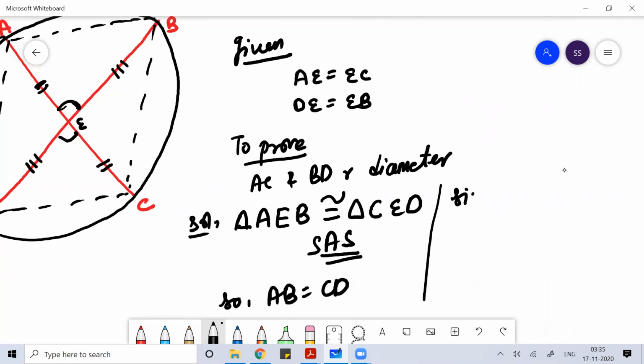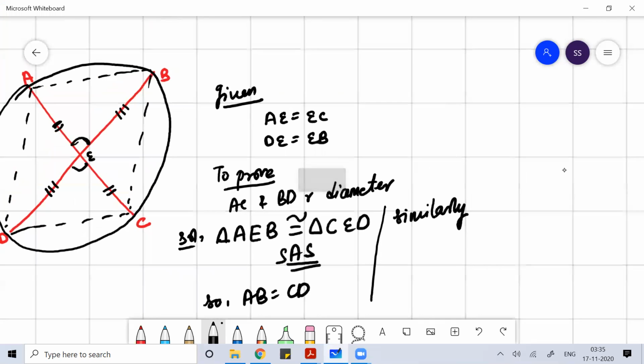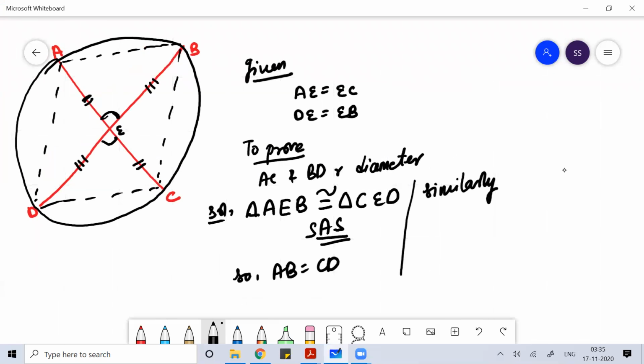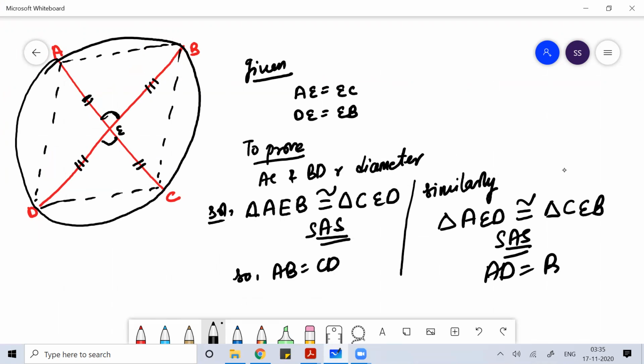Similarly, I can prove that triangle AED will be congruent to triangle CEB. They would be congruent again by SAS congruency. So AD will be equal to BC. So AD is equal to BC and AB equal to CD.